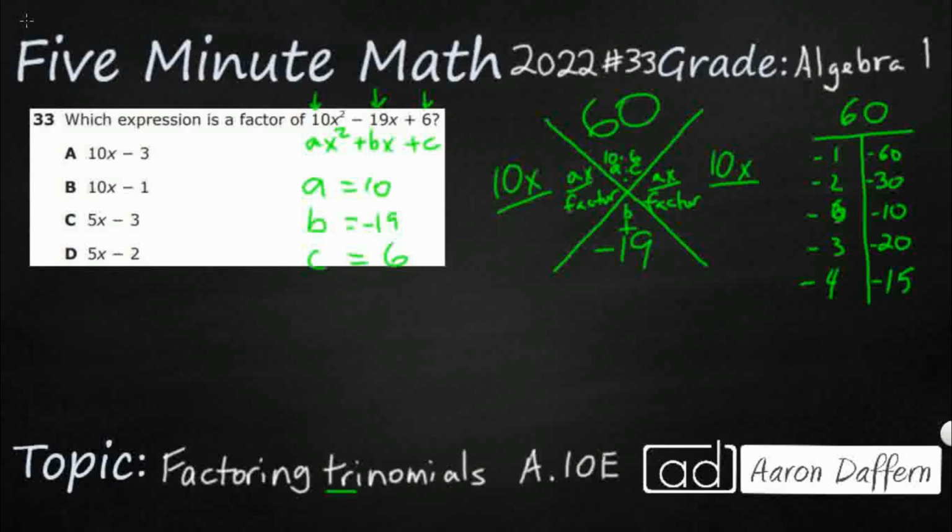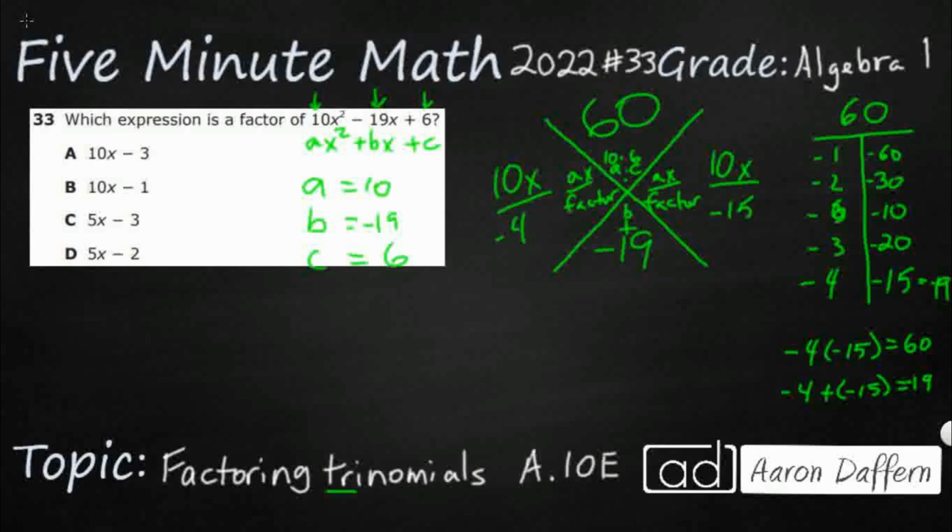Because look at that. Negative 4 and negative 15, that's going to get me, if I add them, negative 19. I think that's it. So we want negative 4 and negative 15 because they multiply to 60, but they add, there we go, to negative 19, which is exactly what we're looking for. So what we do is we write these two factors here, negative 4, negative 15.